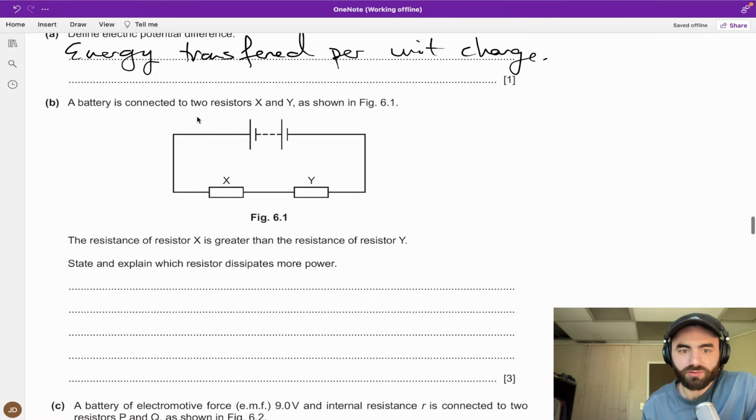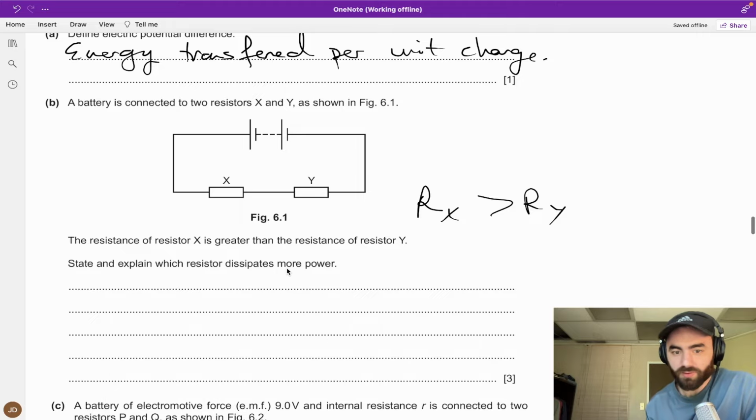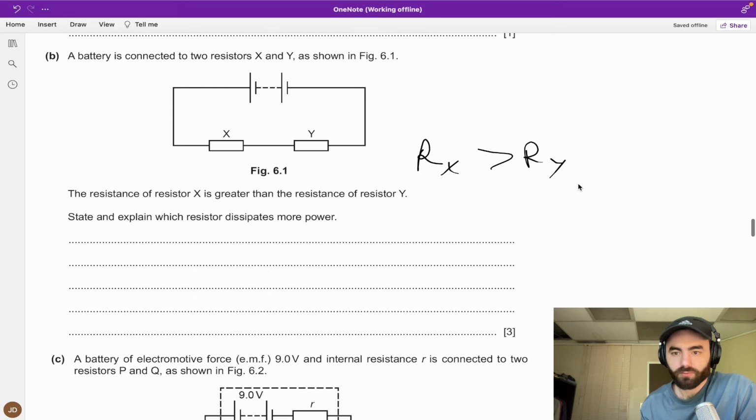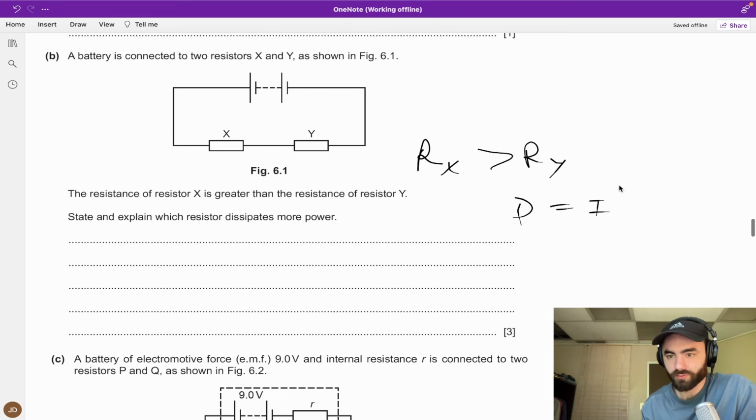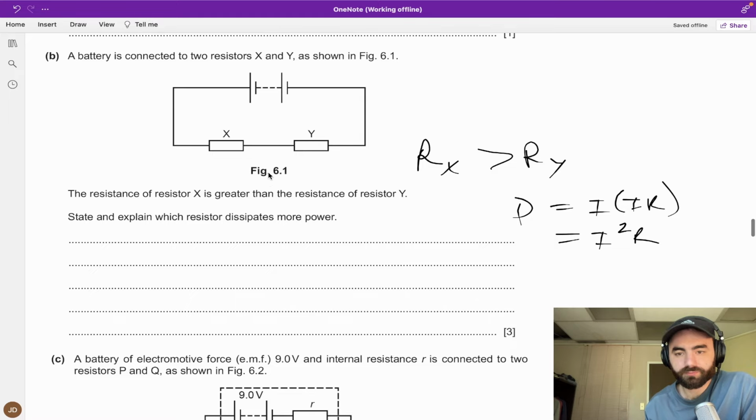The battery is connected to two resistors, X and Y. The resistance of X is greater than the resistance of Y. State and explain which resistor dissipates more power. Well, power equals IV, which will equal I squared R. Why do I do that? Because I want R involved. They're relating R, so I want R involved when I'm talking about power.